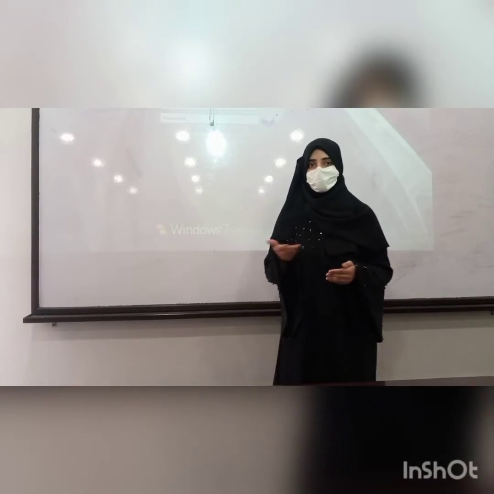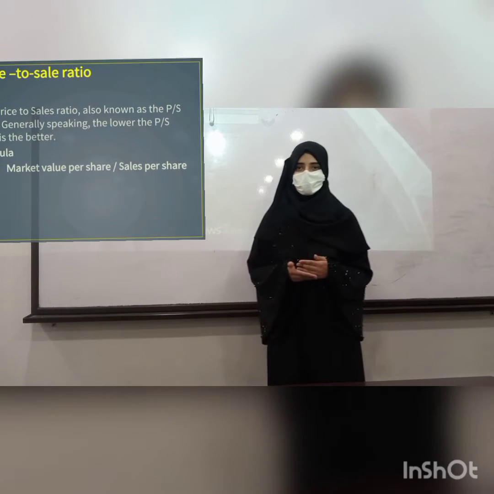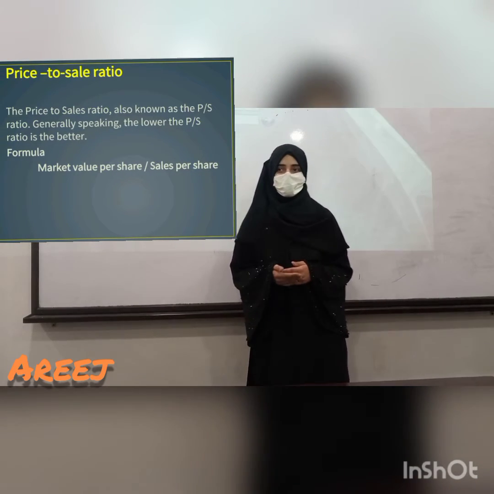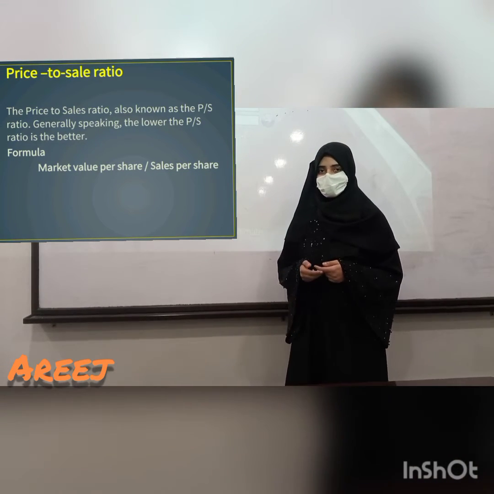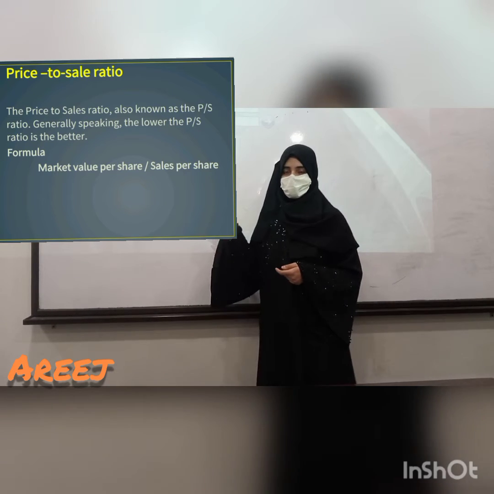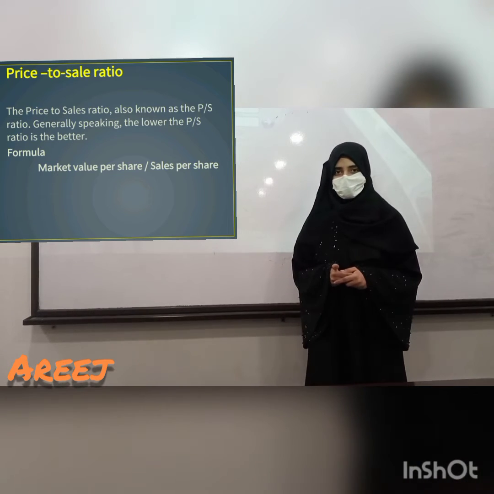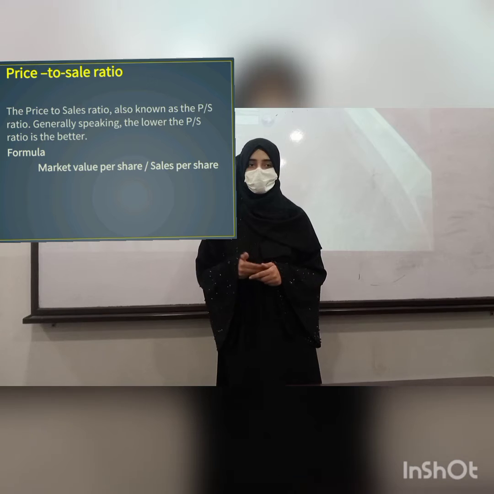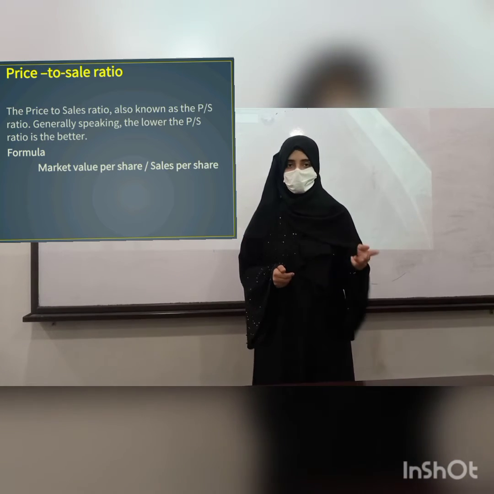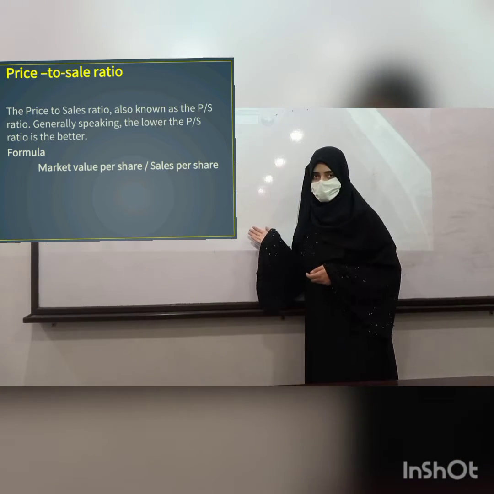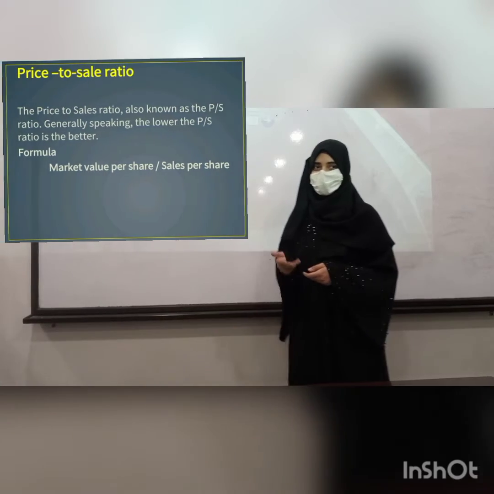Price to cash flow ratio. The price to cash flow ratio is also known as the cash flow ratio. This ratio compares the stock market price to the amount of cash flow the company generated on a per share basis, and the formula is operating cash flow per share divided by share price.